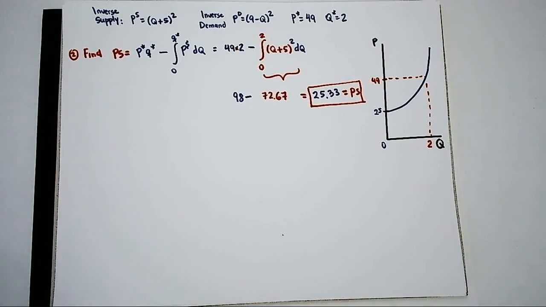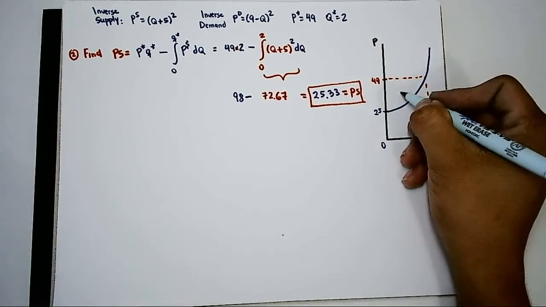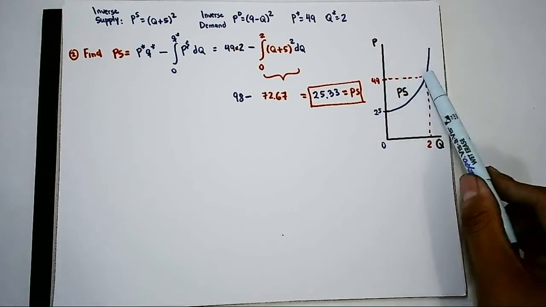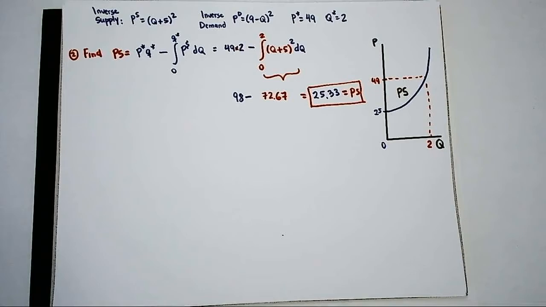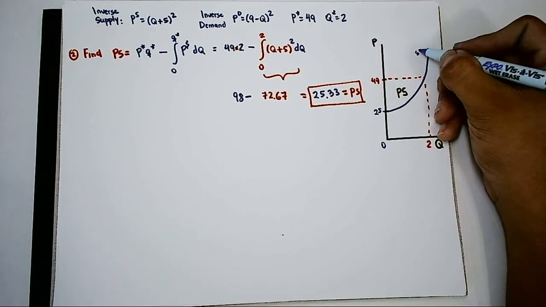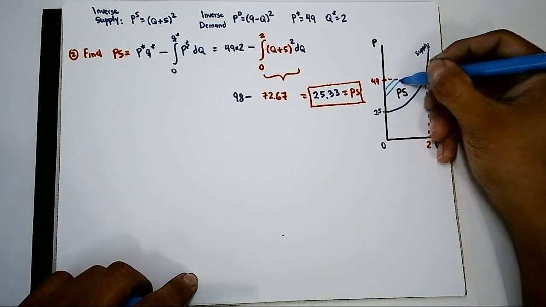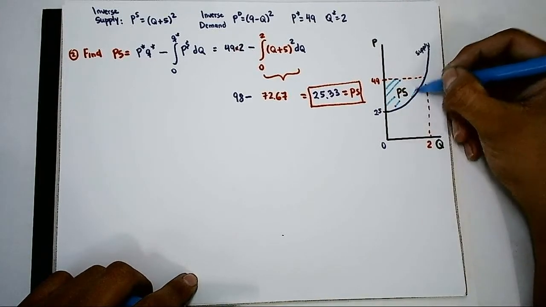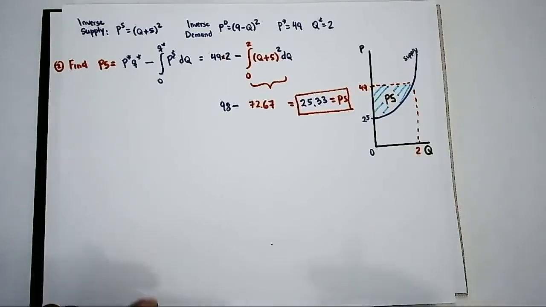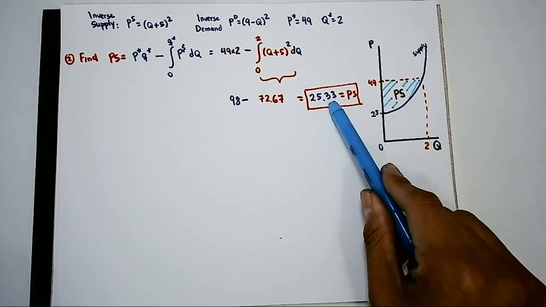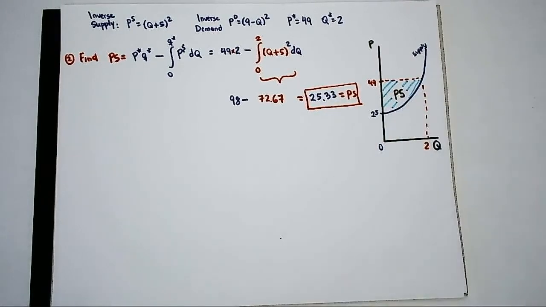The producer surplus is the area below the price but above the supply curve. So this number, 25.33, represents this area.